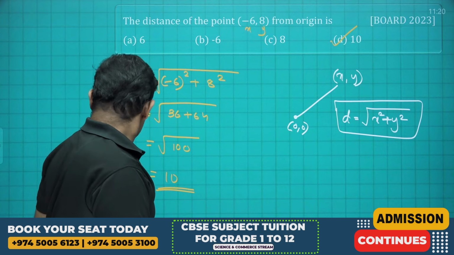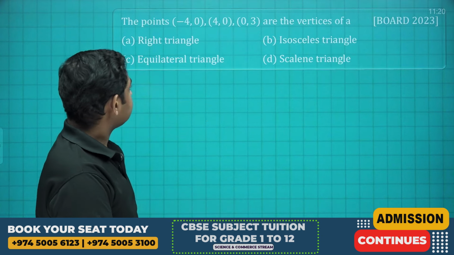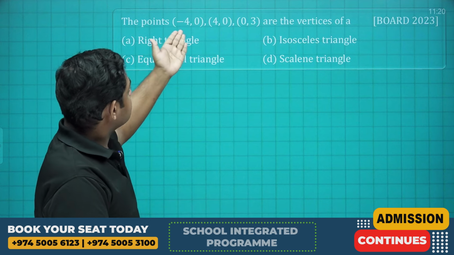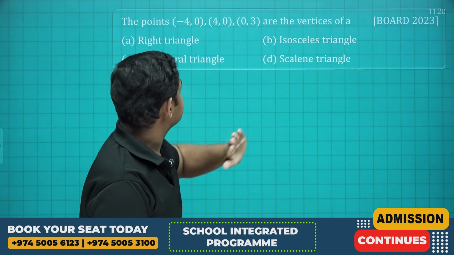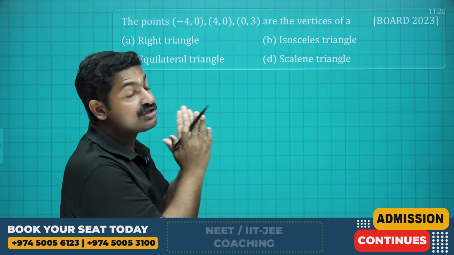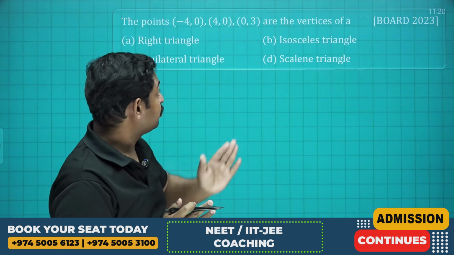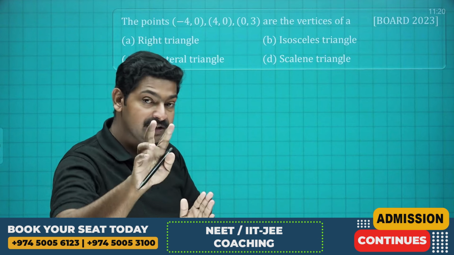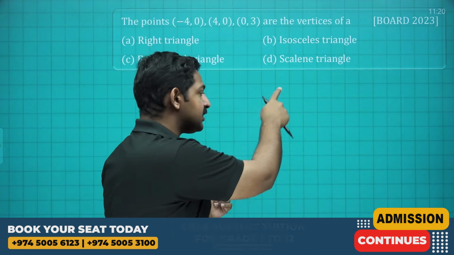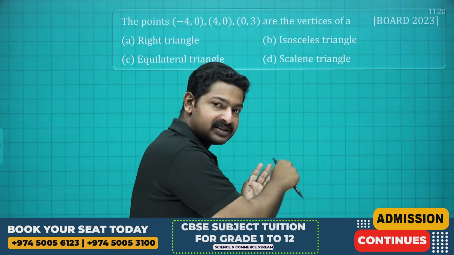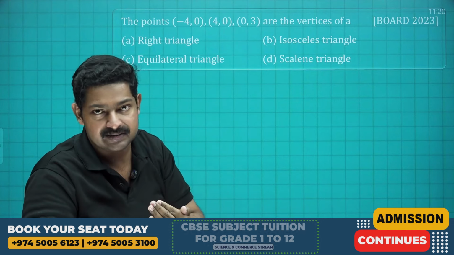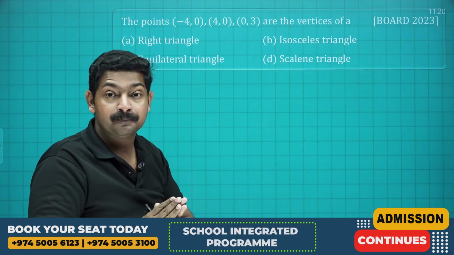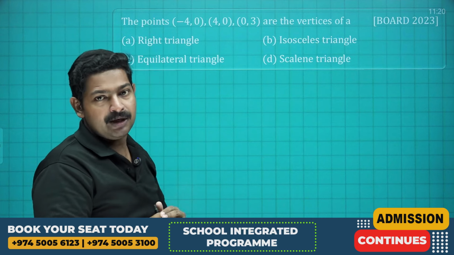Okay. Moving to the next one. See, the points (minus 4, 0), (4, 0), (0, 3) are the vertices of a triangle. Which triangle? Which is the correct option? So 3 points are given. Two methods we can do this one. We can just draw a rough figure. By drawing the axis, we can plot these points and easily identify which type of triangle it is. Or by using the distance formula also you can do.